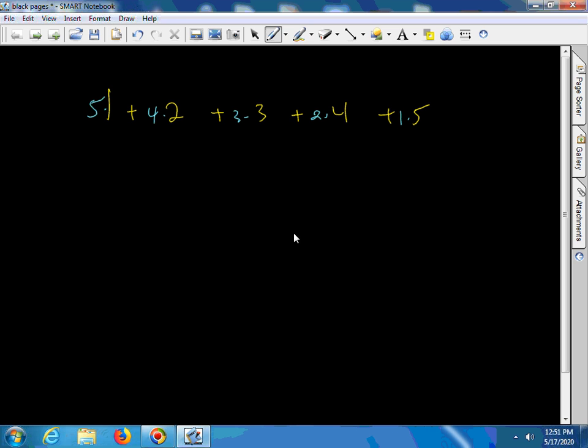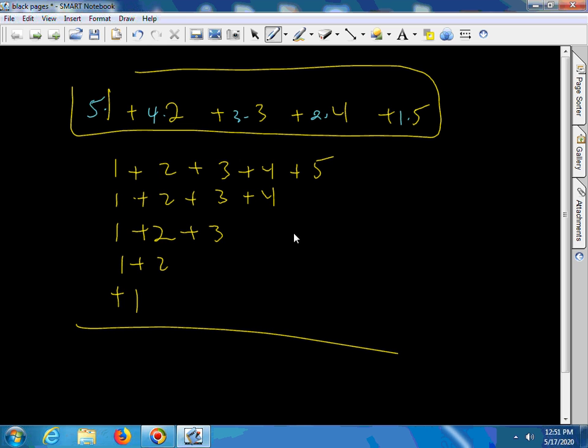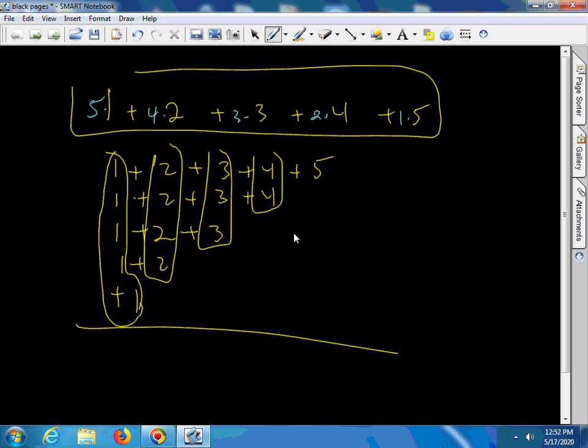In other words, this looks like this. 1 plus 2 plus 3 plus 4 plus 5. 1 plus 2 plus 3 plus 4. 1 plus 2 plus 3. 1 plus 2. 1. This is the same as this because, as you can see, you are adding up 5 1s, 4 2s, 3 3s, etc.